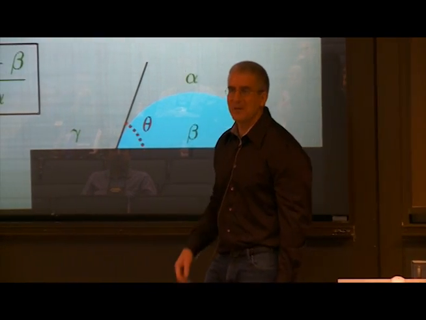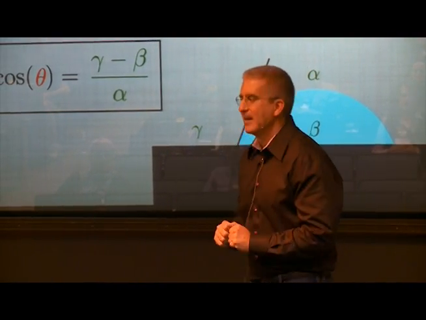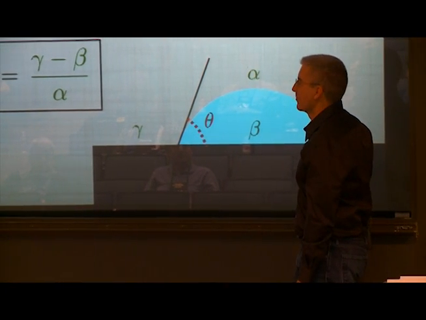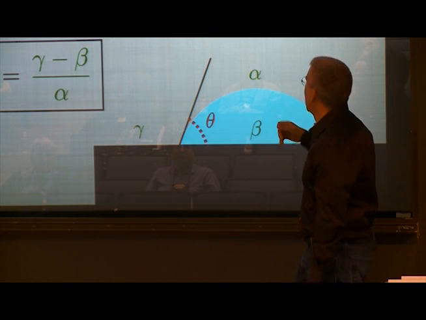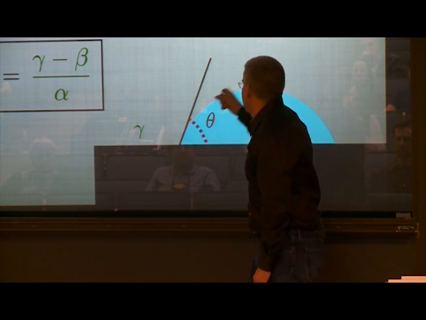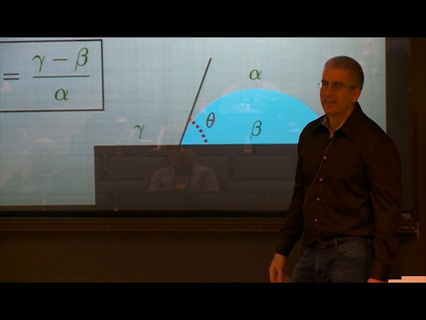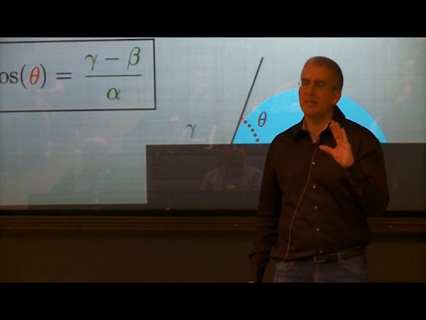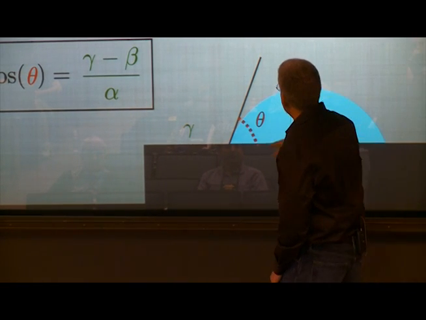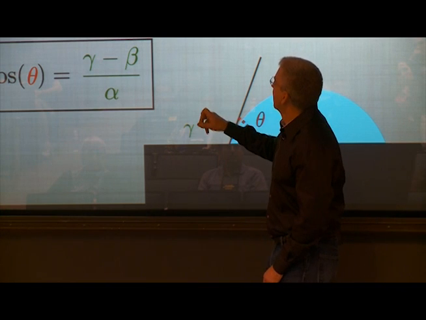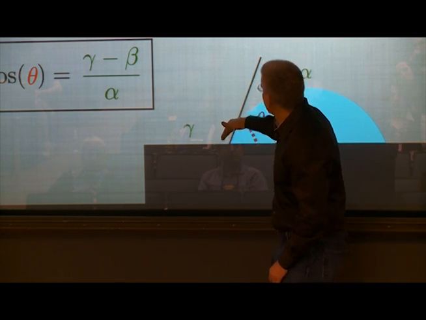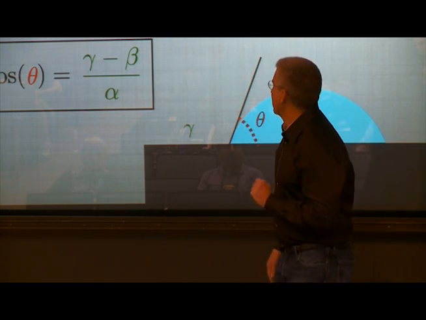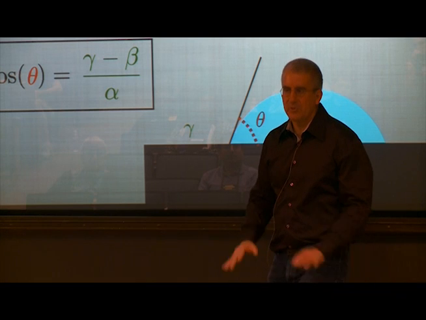So here's your homework problem for today: go home, think about this being a spherical cap of a particular radius, write down the energy associated with this system, and minimize it. What you discover is that you get a contact angle. If you look at the angle theta between the edge of the drop and the solid interface, you discover that cosine theta is equal to gamma minus beta over alpha. I'll explain a little bit more about that.